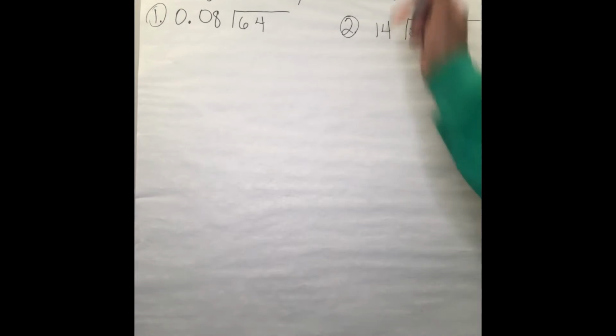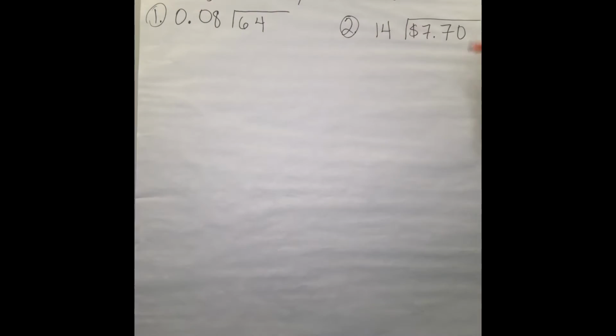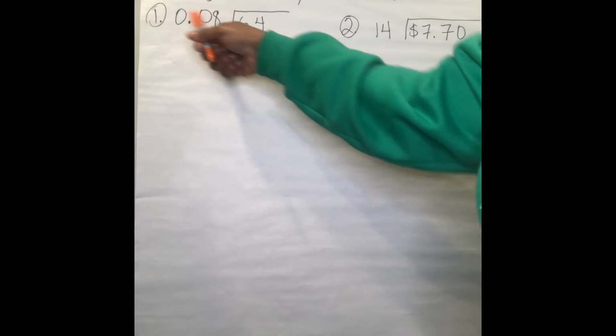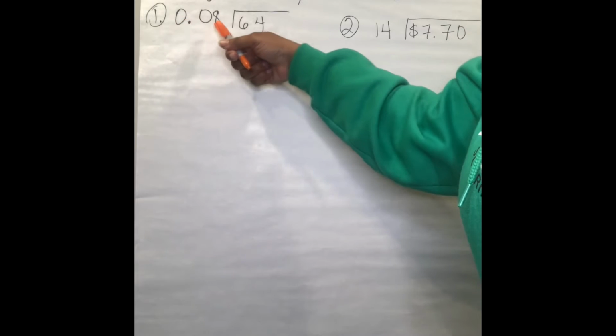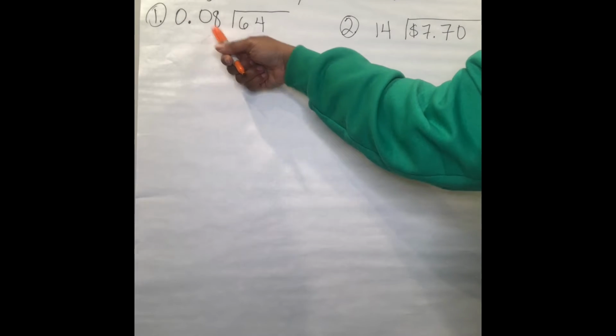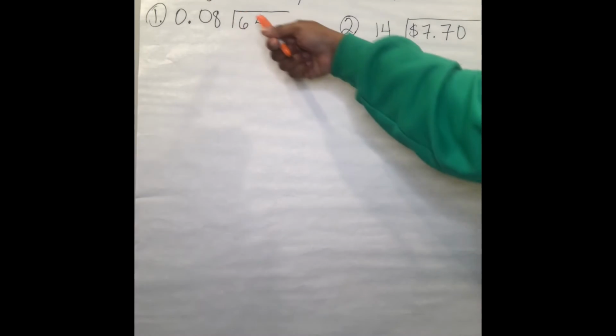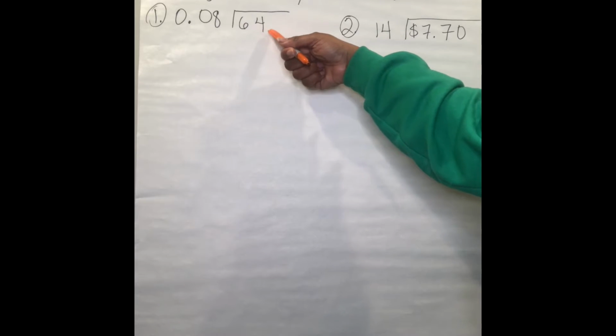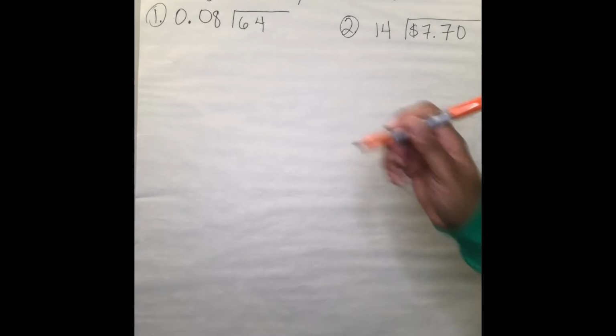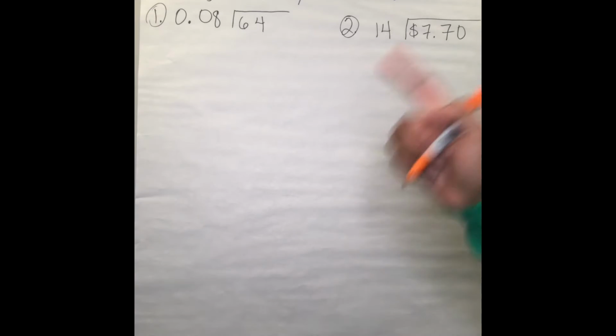Today's video is going to teach you how to divide whole numbers by decimals and how to divide decimals by whole numbers. So in our first problem, we have a divisor of 8/100ths, and it is being divided into a dividend of 64. So let me walk you through how to do this problem.